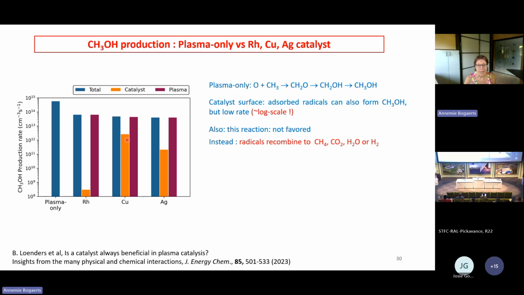Moreover, this reaction forming methanol is not favored because the radicals will much more easily recombine back into methane, CO2, and also water and hydrogen, because they are thermodynamically more favorable.